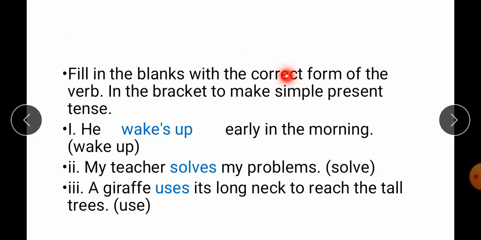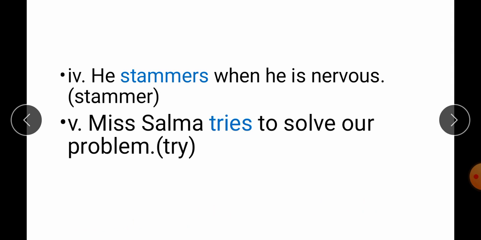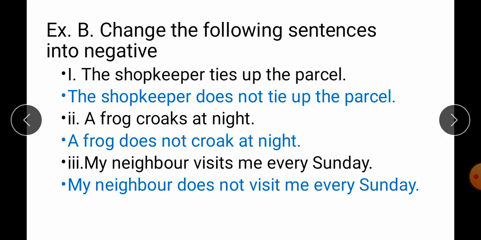Fill in the blanks with the correct form of the verb in bracket to make simple present tense. As we know that for he, she, it and singular noun we will use students s, es or ies with verbs. He wakes up early in the morning. My teacher solves my problem. A giraffe uses its long neck to reach the tall trees. He stammers when he is nervous. Miss Salma tries to solve our problem.